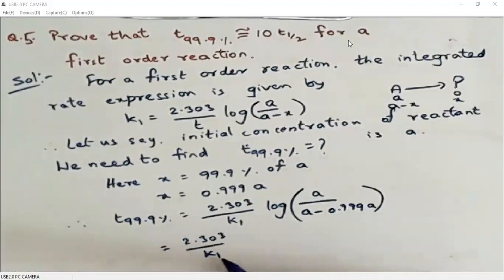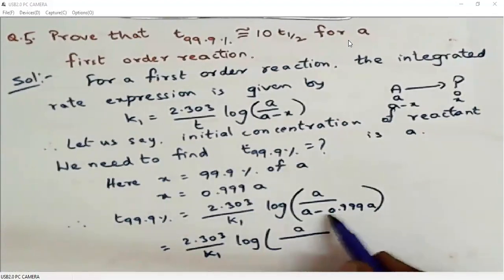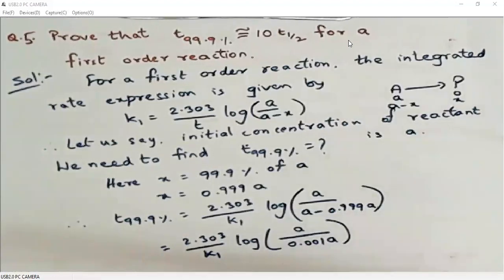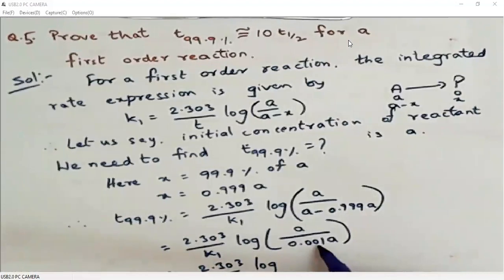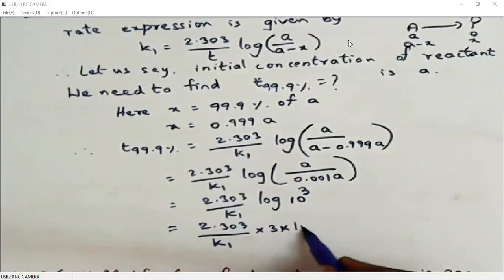Or 2.303 by K1 into logarithm of A by the difference 1 minus 0.999, which becomes 0.001 A. A will get cancelled. 0.001 means 10 power minus 3. So when it is made numerator, it becomes 10 cube. So 2.303 by K1, we will write this as 3 into log 10.